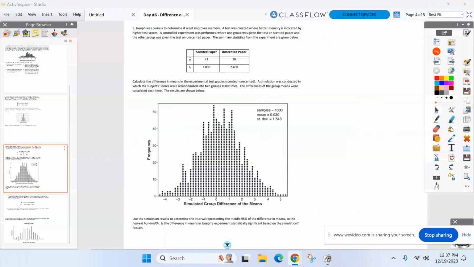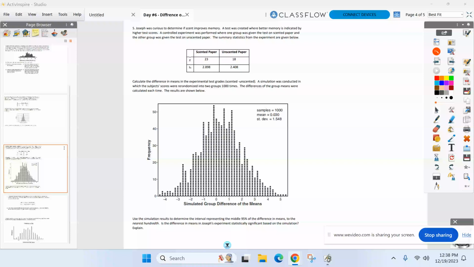So everyone that's got the scented, they take the test, they do their thing with the scented paper, they take the test, and guess what? They average a 23. You guys with the unscented, you average an 18. So can I say right now at this time that scented paper leads to an increase in your memory? I'm not confident in that.